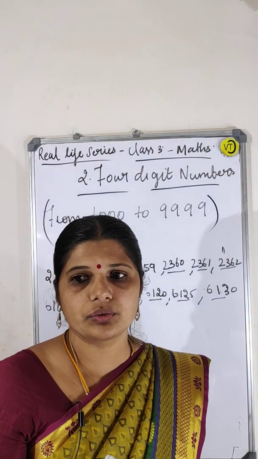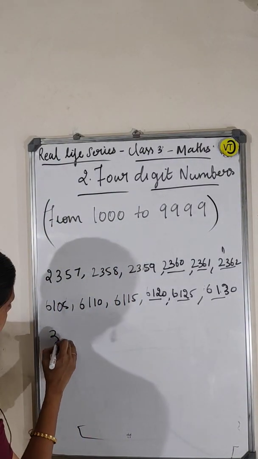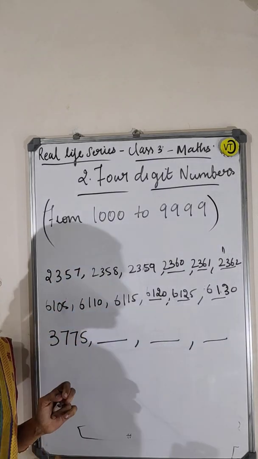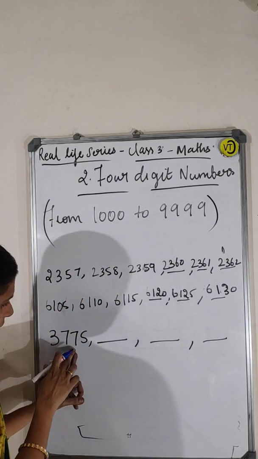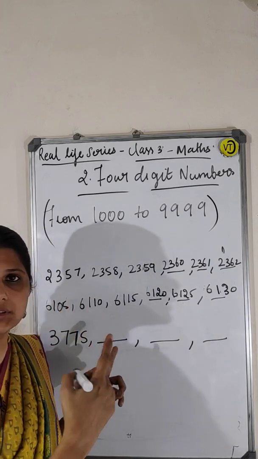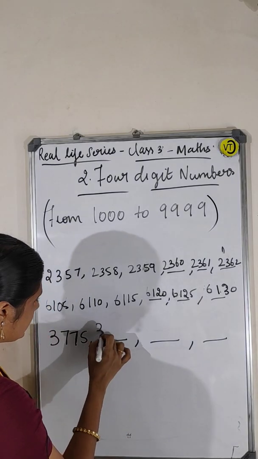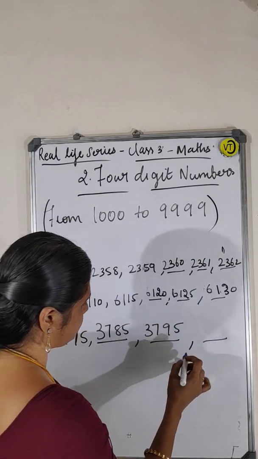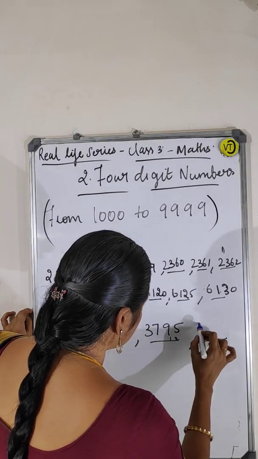See some more examples I will tell you in 10s place. Counting by 10s, okay? Now 3775. I can count it by tens. Listen carefully here. Tens means this is the tens place. Ones, tens. So 7 is there. You have to add 10 here. Okay. 3785. 3795. And what?